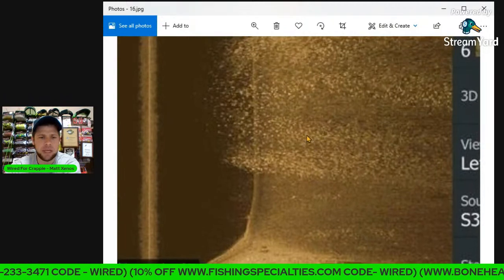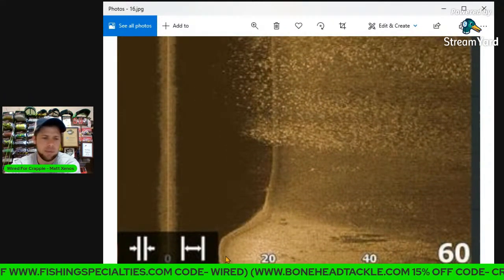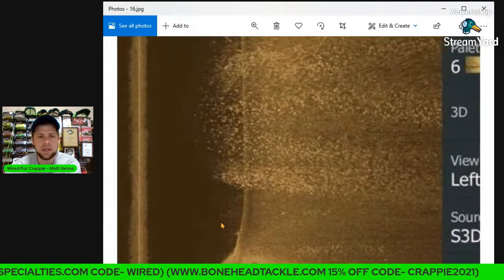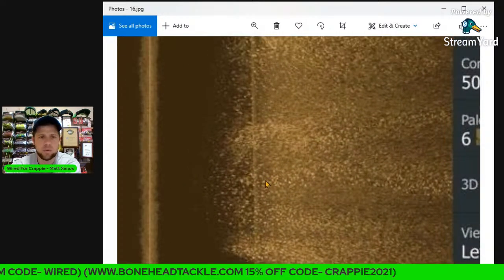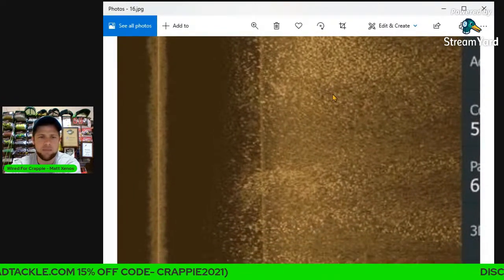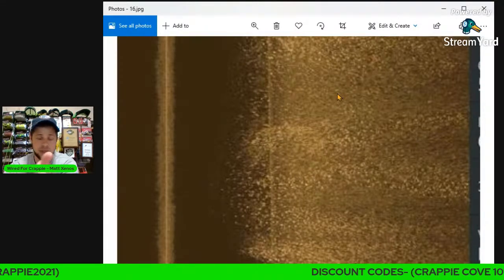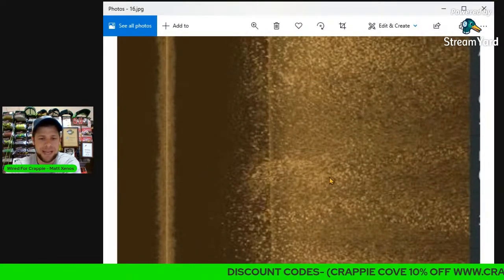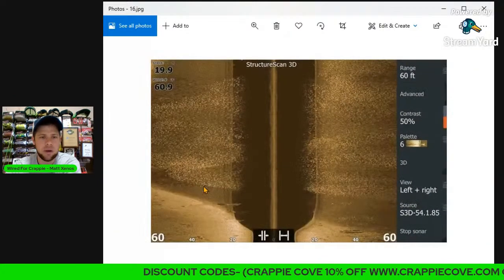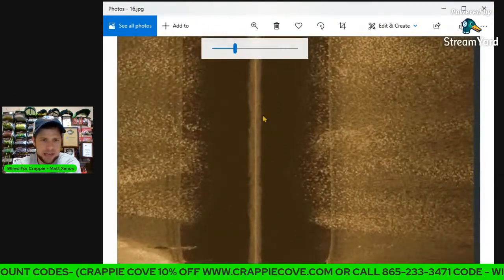Okay, this is what your bait looks like. This is obviously a creek channel, a drop down off deep water or shallow deep water here. And this is just a huge school of bait that's out there. Now I'm not saying there's not some fish in there, because where there's this much bait, there's fish too. But this is what your bait is going to look like on your side imaging and down imaging when you find it.